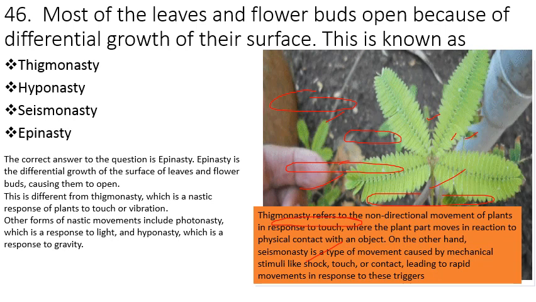Next we have thigmonasty. Thigmonasty is non-directional movement of a plant in response to touch, where the plant part moves in response to physical contact with an object. On the other hand, schismonasty is a type of movement that is caused by mechanical stimuli like shock, touch or contact, leading to rapid movements in response to these triggers. The best example is Mimosa pudica, whose leaves droop when touched by some stimulus, or we can say some touch or mechanical response like shock.